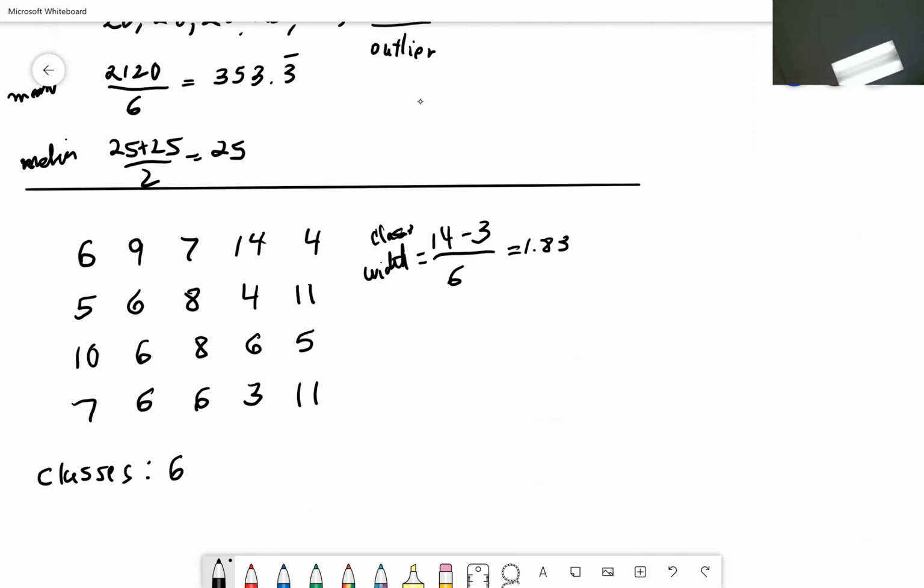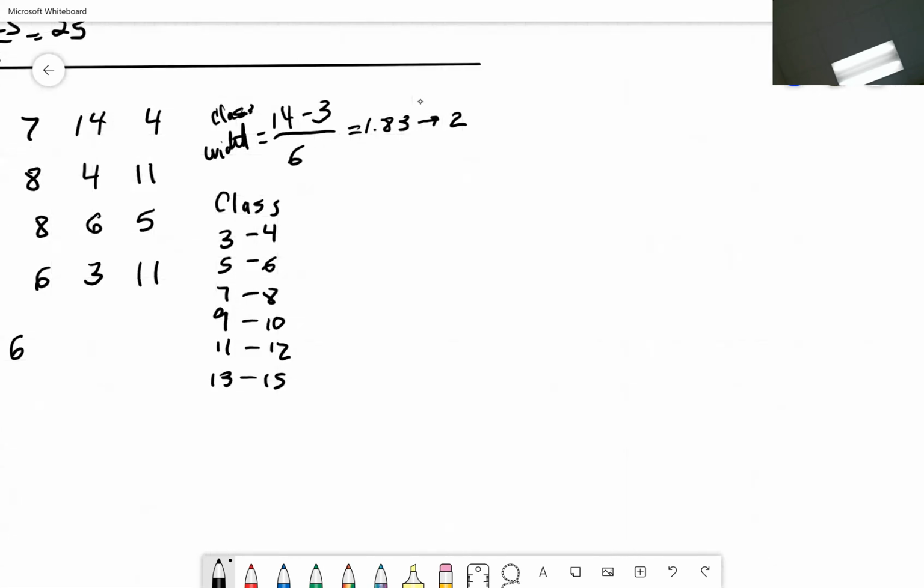All right, so round it up to 2, right? Let's see how it looks. So here's our class. Smallest number is 3, plus 2 is 5, plus 2 is 7, plus 2 is 9, plus 2 is 11, plus 2 is 13. Agreed? 4, 6, 8, 10, 12. 12 plus 2 is 15. Okay.